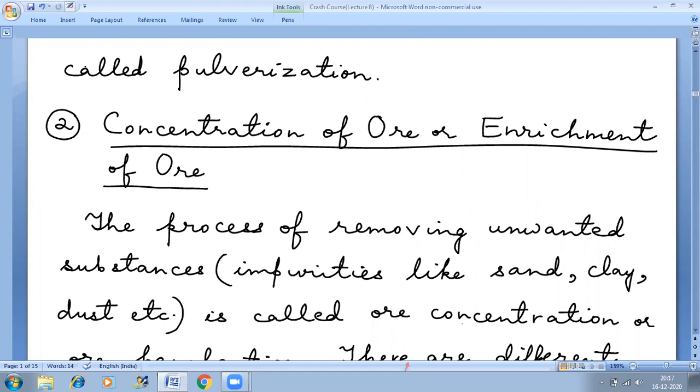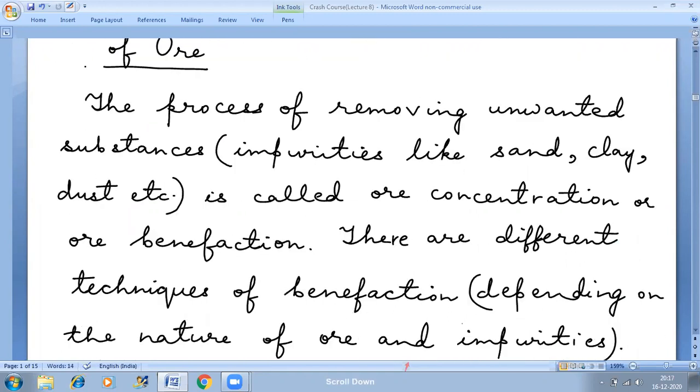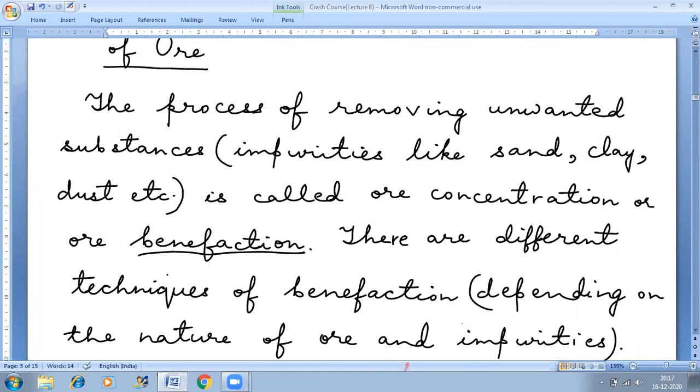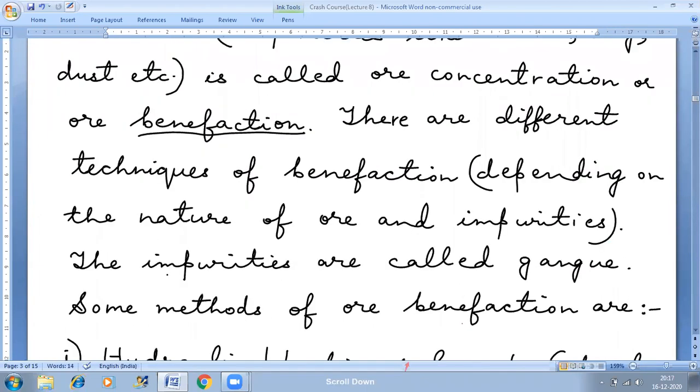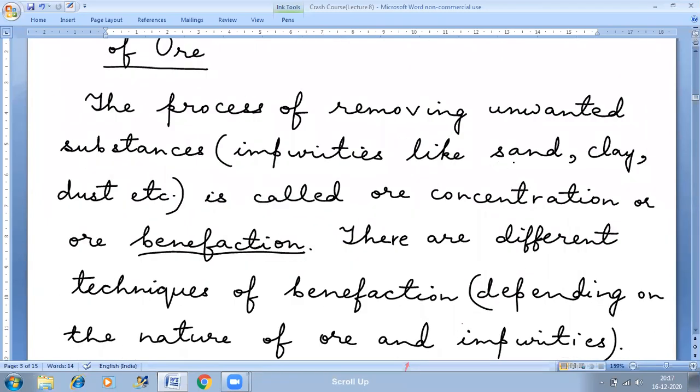Those impurities will now be removed, and that process of removal of impurities is called concentration of ore, also called benefaction of ore. Either you call it benefaction or you call it concentration. The impurities present are called gangue. Just now I said there are sand particles, dust particles, and a lot of clay. All these are called together gangue.